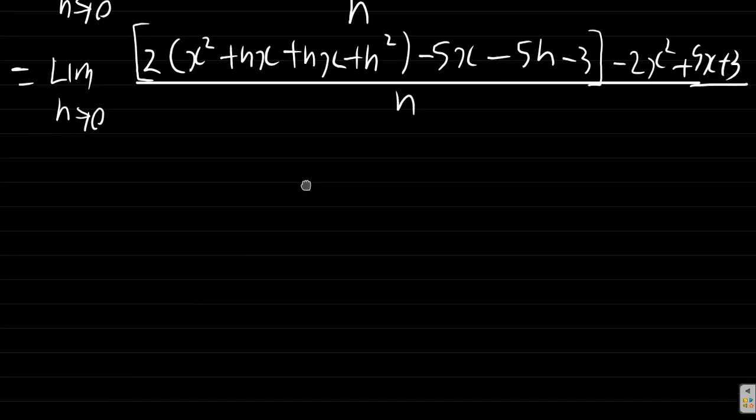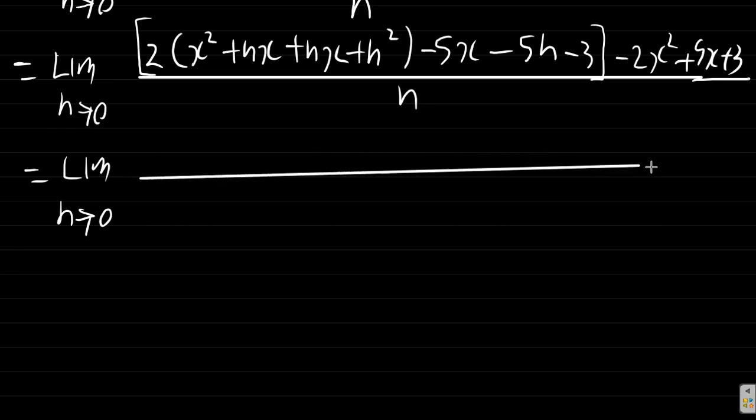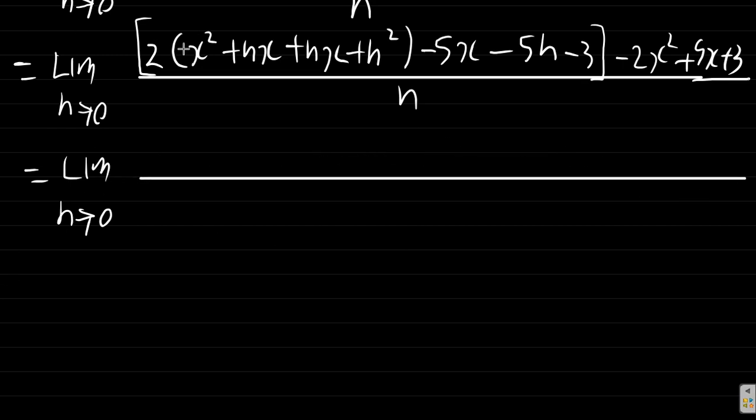Then let us now simplify it even further. Is the limit as h tends to 0 of. Alright. Let's put back our line here. Up top here, let's multiply out the 2. I have 2x squared, 2, hx plus hx is 2hx.